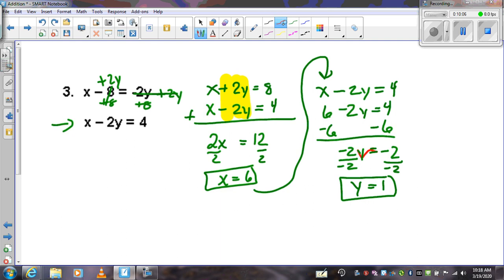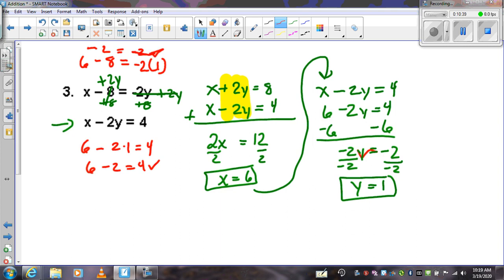And again, I can do a quick mental check if I want to do that. 6 minus 2 times 1 is 4. 6 minus 2 is 4. That is true. And let's see. 6 minus 8, is that the same thing as negative 2 times positive 1? Yep, and negative 2 is equal to negative 2. So it works. Definitely checks. All right, let's try another one.